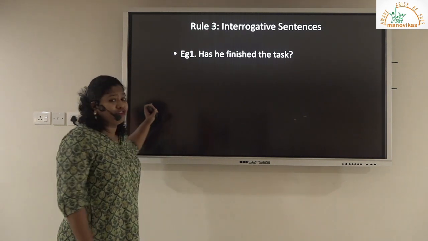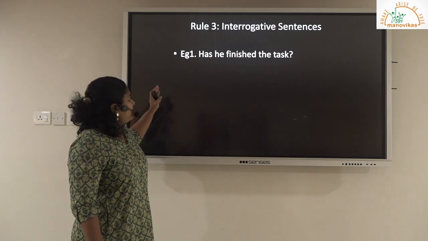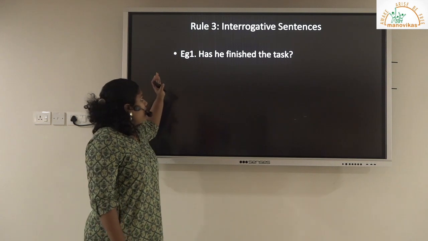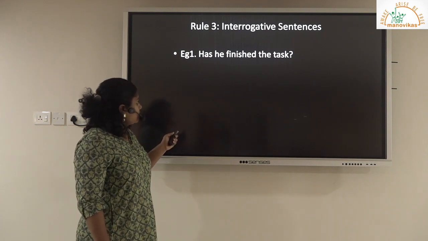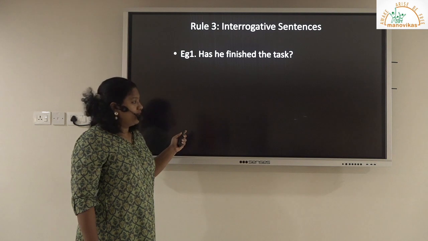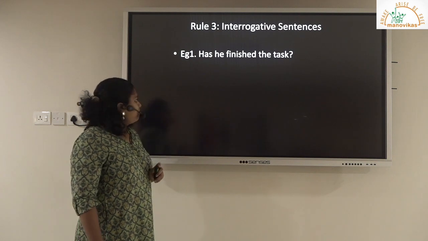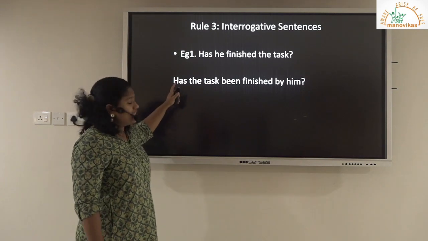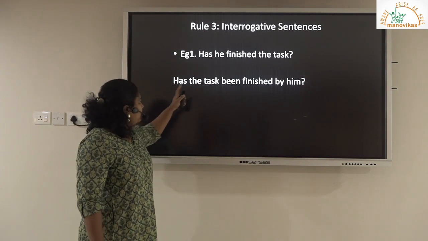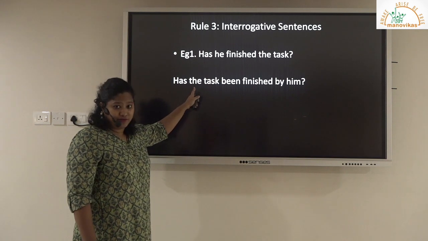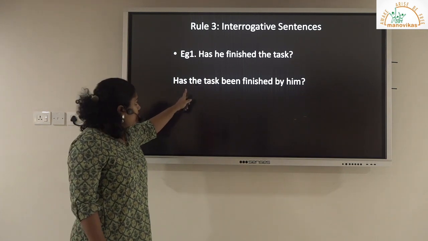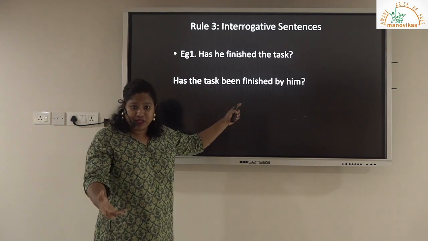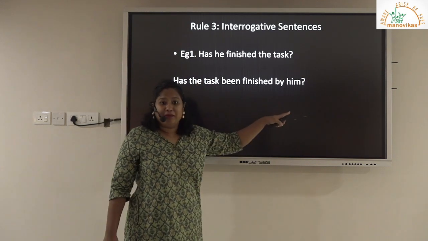Okay, now I need to transform this. Has he finished the task? I need to keep it in interrogative form. So, has the task been finished by him? Okay? So again, the same rules apply. Has, the task comes in front because it is my object. Been finished, because has been finished would have been the verb, by him.